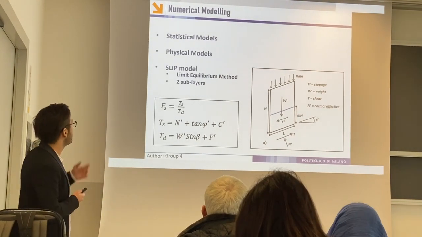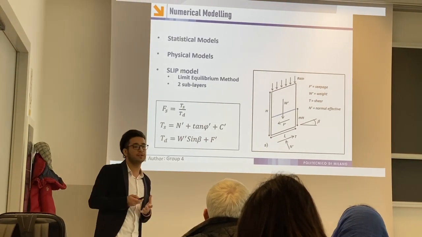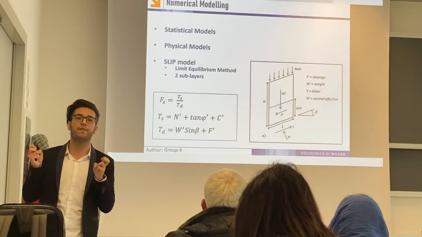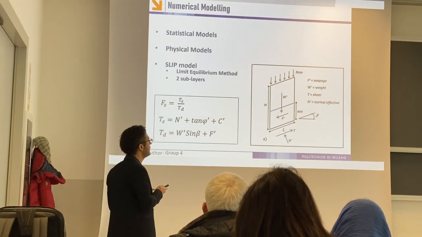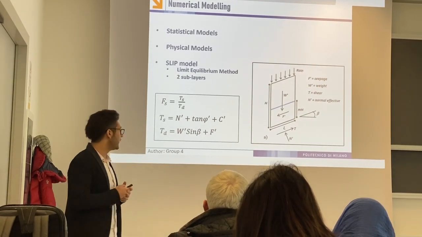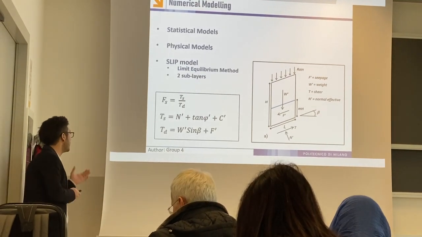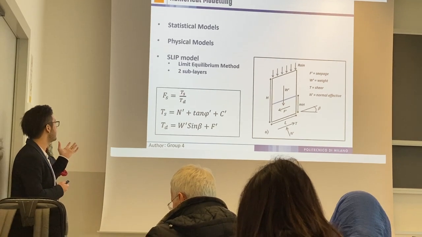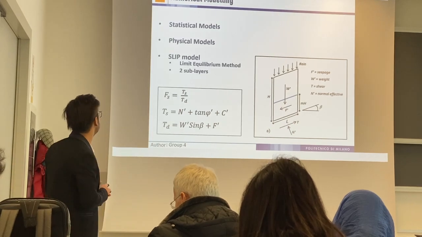And in the SLIP model, we have two layers. It is assumed that the bottom layer is a collection of saturated zones. So we have one saturated layer here in the bottom, and we have the top layer which is partially saturated. The factor of safety is calculated from the differences of the stabilizing forces and destabilizing forces. Again, I'm going to dive deep into this later.